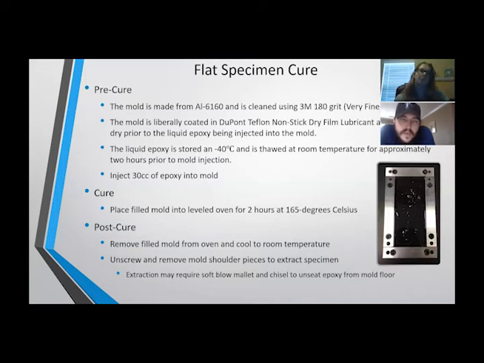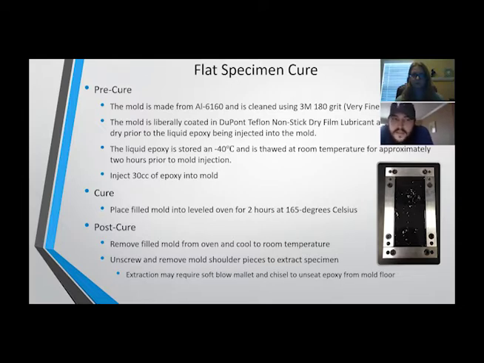My name's Chris. I'll be talking about the flat specimen cure and production process. We began with a cylindrical idea, but that was scrapped, and we went with a flat specimen based on the recommendations of the materials testing department of UCCS. The mold is manufactured of aluminum 6160 and is prepped with 3M 180 grit fine sandpaper, and then coated with a liberal application of DuPont Teflon nonstick dry film lubricant.